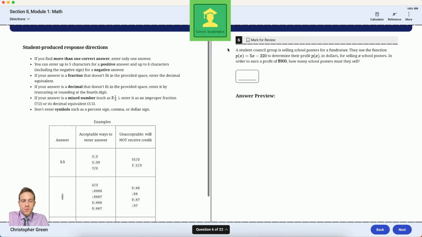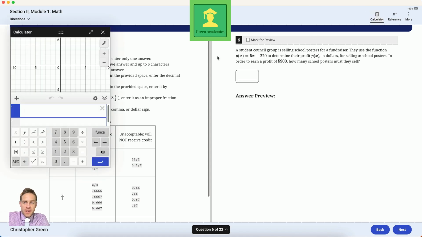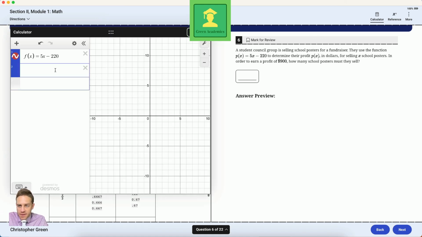A student council group is selling school posters for a fundraiser. They use the function 5x minus 220 to determine the profit P of x in dollars for selling x posters. In order to earn a profit of 900, how many school posters must they sell? Well, this you could easily accomplish using Desmos. So let's say f of x equals 5x minus 220. Then you need the outcome. You need the actual y value that you get to be 900.